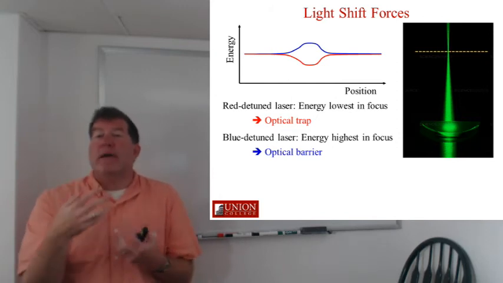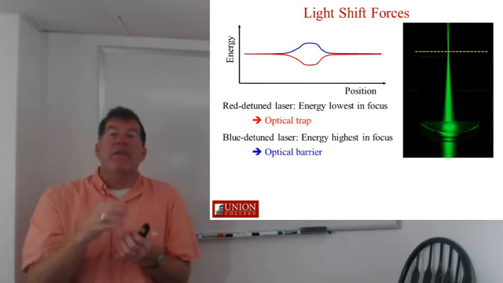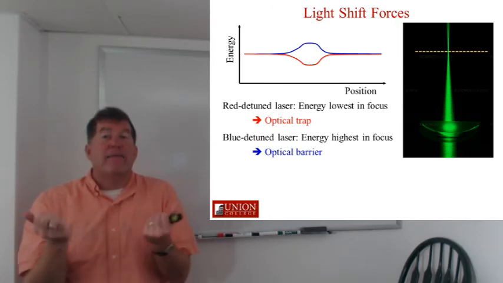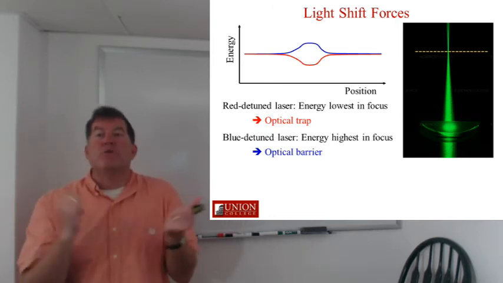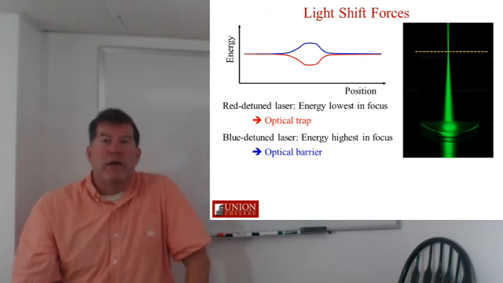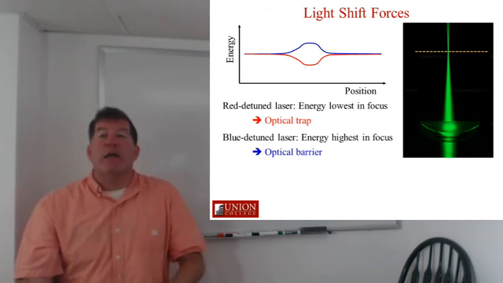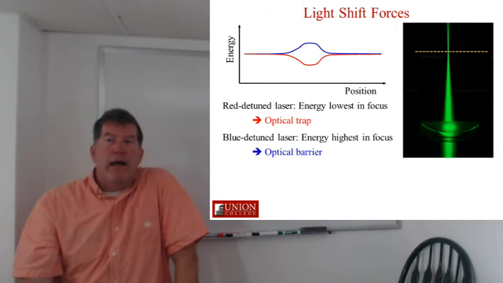On the other hand, if I take a blue detuned laser, the energy is highest in the focus. That's an optical barrier that tends to push atoms away from the spot where the light is the brightest. So these give me forces that I can use to push the atoms around.